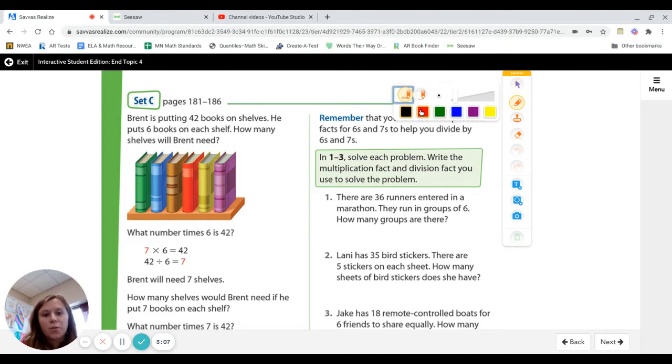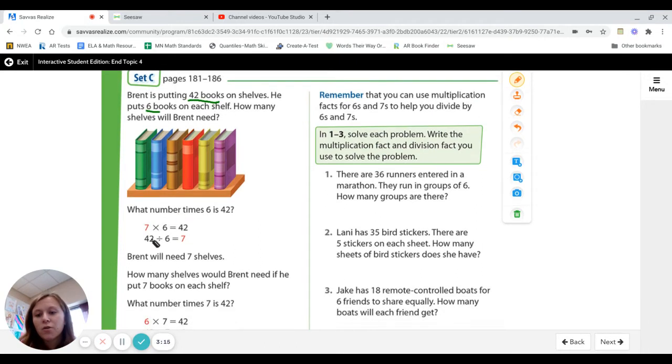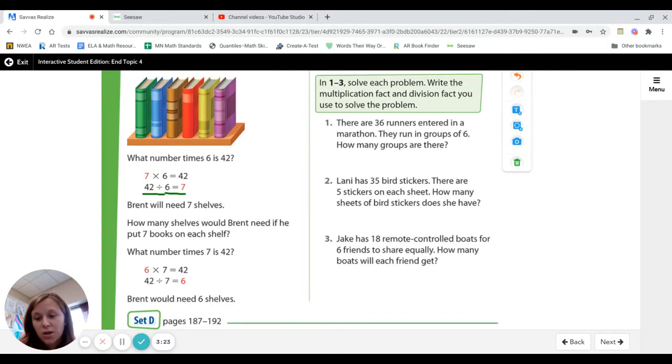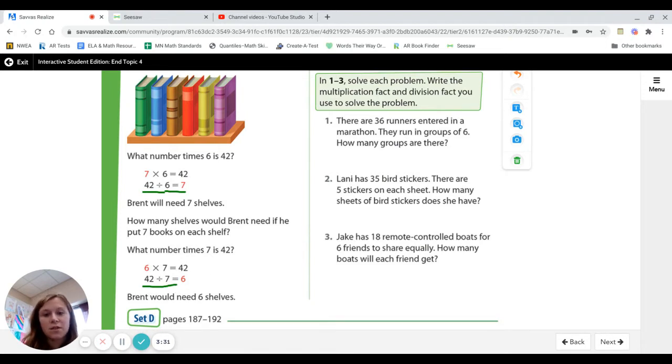We have some more practice with word problems with multiplication and division. So Brent is putting 42 books on a shelf. He put 6 books on each shelf. So they thought about 42 divided by 6. They knew 7 times 6 is 42, so 42 divided by 6 is 7. How many shelves would Brent need if he put 7 books on each shelf? Instead of 6, we would just flip it around. 42 divided by 7 equals 6, so I know 6 times 7 is 42, so Brent would need 6 shelves instead.